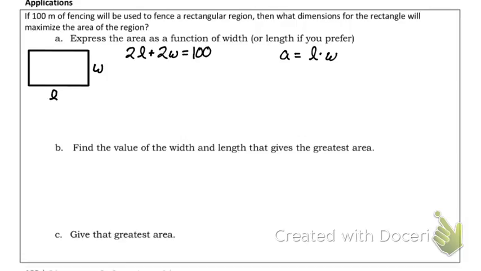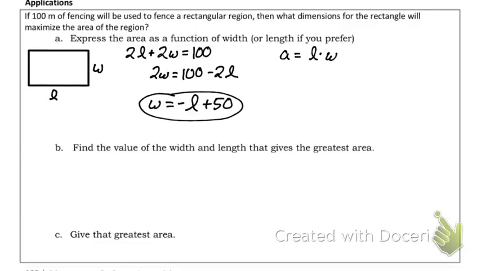You pick the variable. So what we're going to do is solve for one of these variables, and then rewrite it and put it up over there. Let's pick width because that's the first one they said. So we're going to solve for width. We subtract 2L from both sides, so that'll be 2W equals 100 minus 2L. Divide both sides by 2 and you come up with W equals negative L plus 50. And since W equals that, you're just going to plug that in for the W up there.